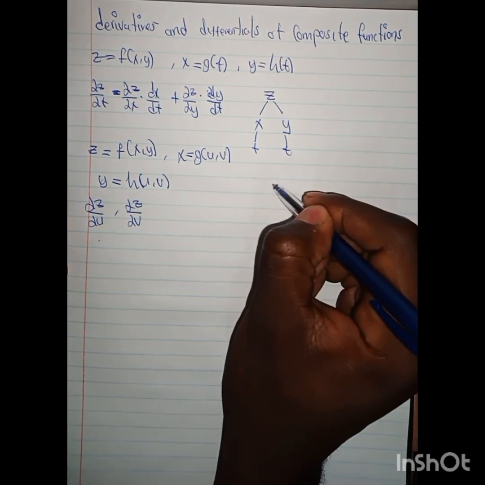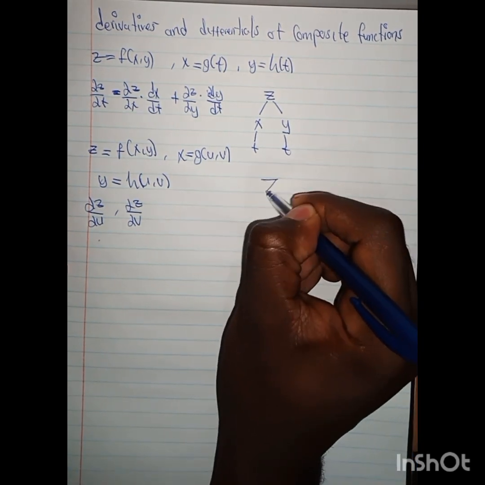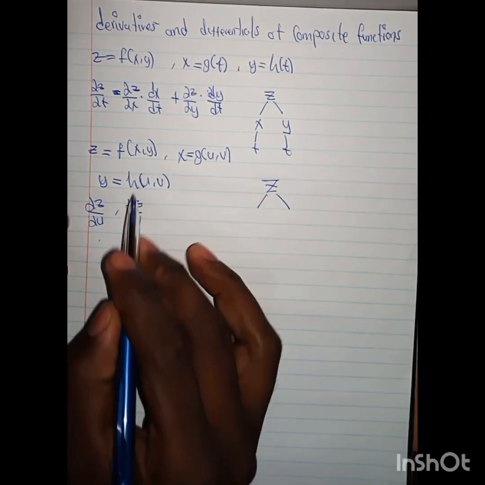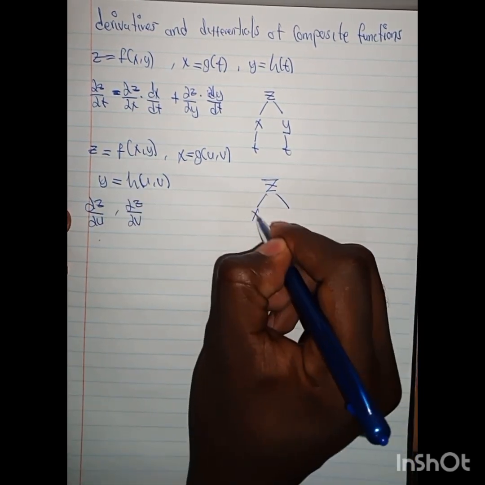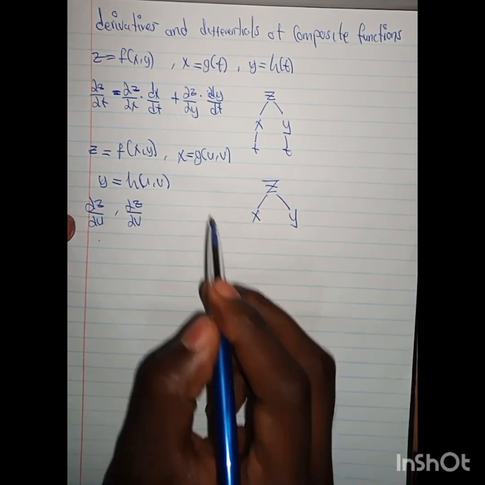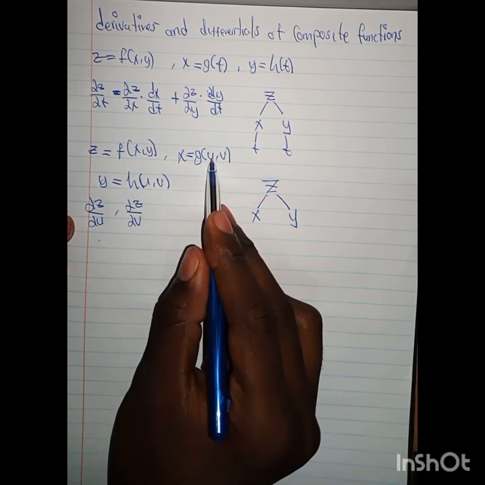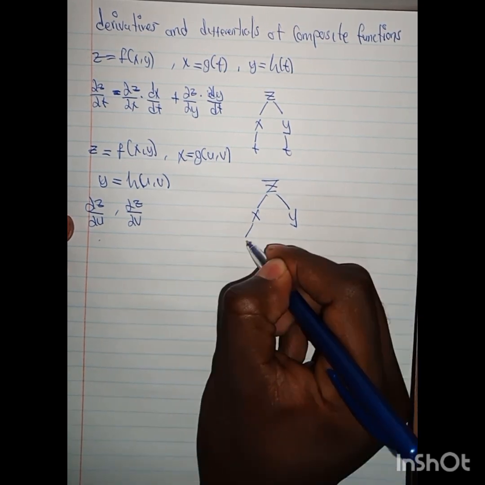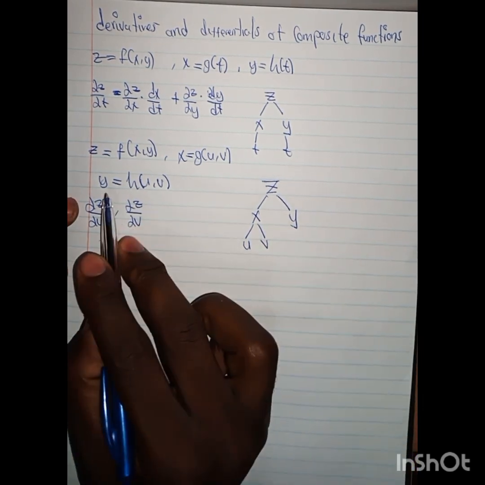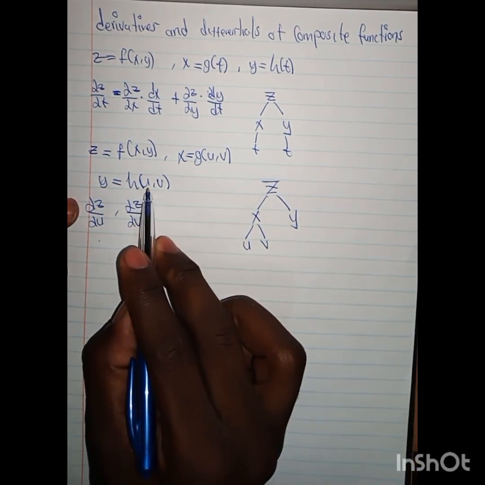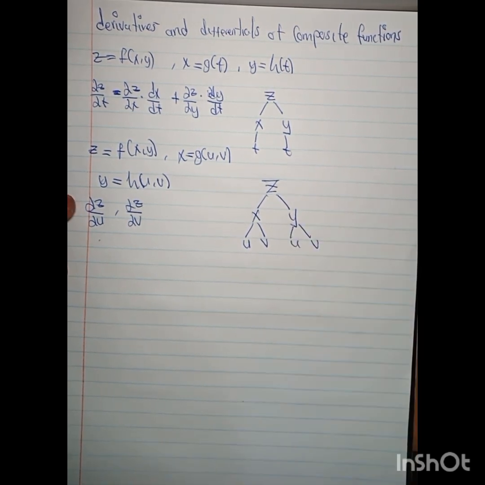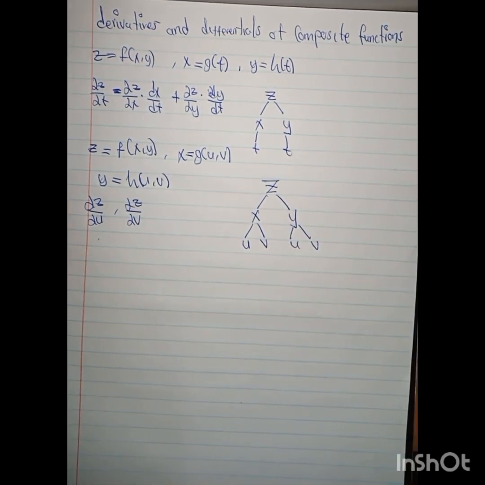Then we draw the main diagram. This is the main diagram. z is the main function. Then when we check, z depends on x and it also depends on y. Then out of this, x as the subfunction, it depends on u and v. Then x depends on u, it also depends on v. Also y, when you check, y also depends on u and v. It means we're going to have u, and then this side we also have v like that.